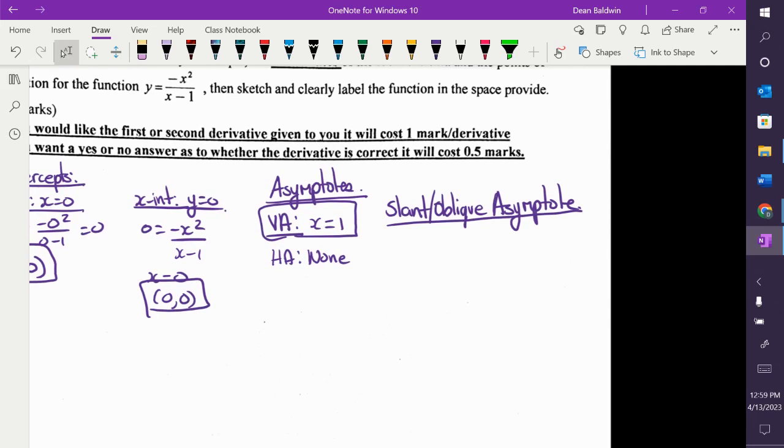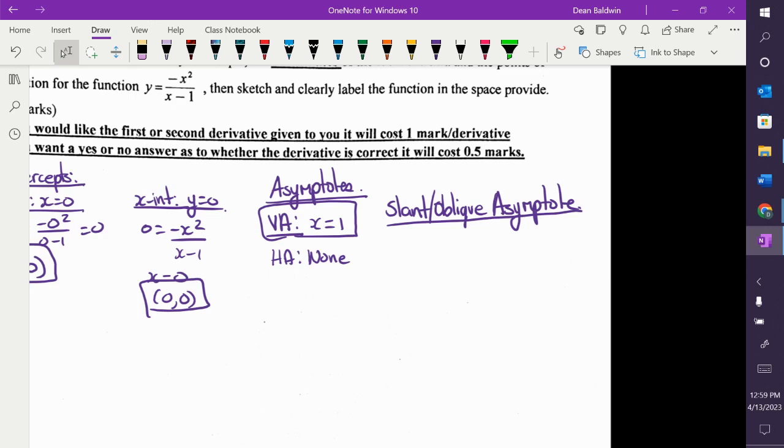All right, slant or oblique, how do we find it? Yes, long division works every time. For those of you that like synthetic, could you use synthetic on this one? Yes, because it's a linear denominator, right? So I don't care if you do long or synthetic. I'm going to do long division to be consistent with what I've done.